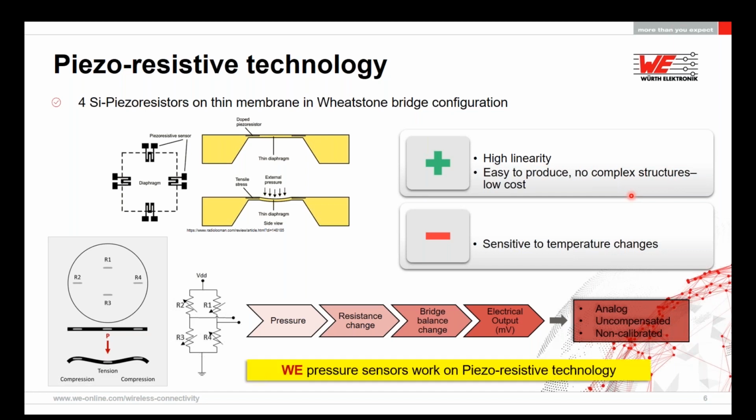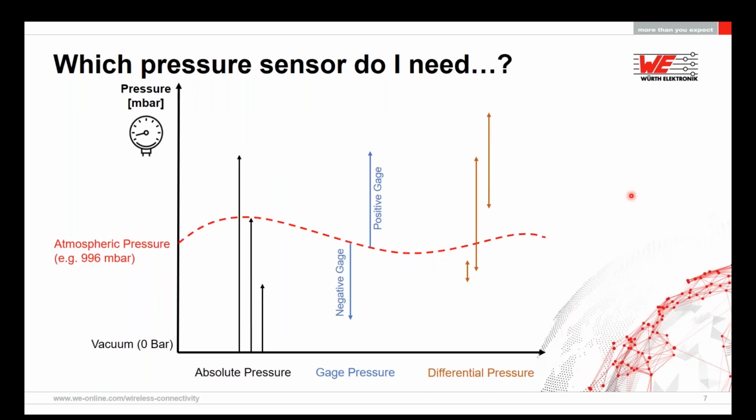The sensors from Würth Elektronik work on the piezoresistive technology. We will discuss this in some slides. Before moving forward, it is also important to know which kind of pressure sensor I need. Let's get back to the slide we saw previously about the types of pressure. Based on this, the pressure sensor is also in different types.